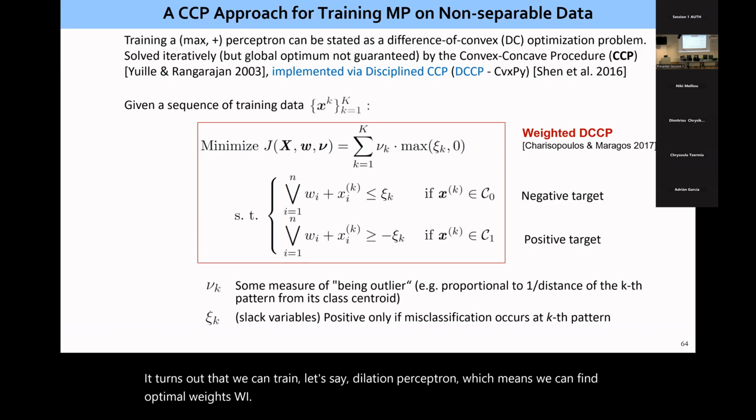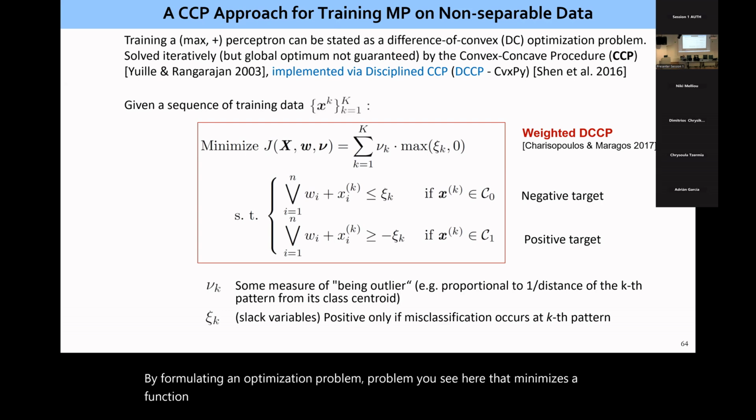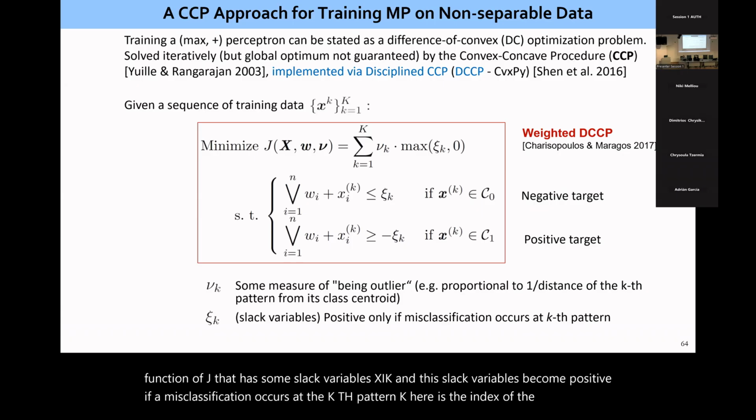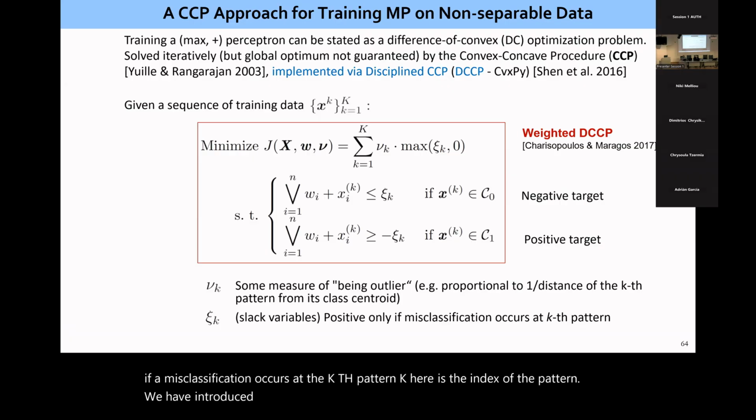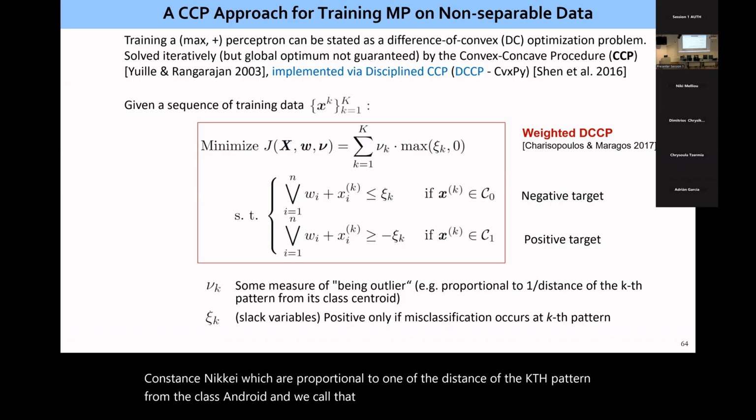by formulating an optimization problem that you see here that minimizes a function J that has some slack variables xi_k, and these slack variables become positive if a misclassification occurs at the kth pattern. K here is the index of the pattern. We have introduced now some additional constants, N_k, which are proportional to 1 over the distance of the kth pattern from the class centroid, and we call that weighted convex concave programming.